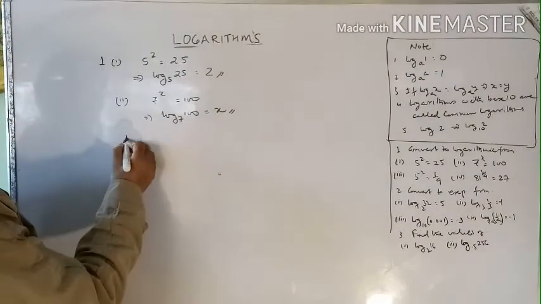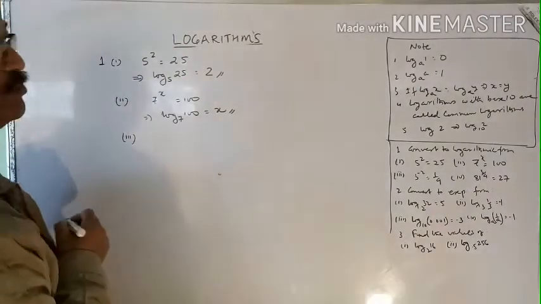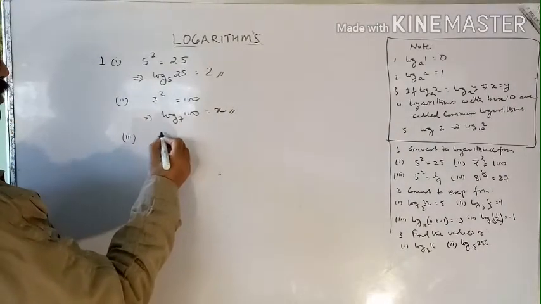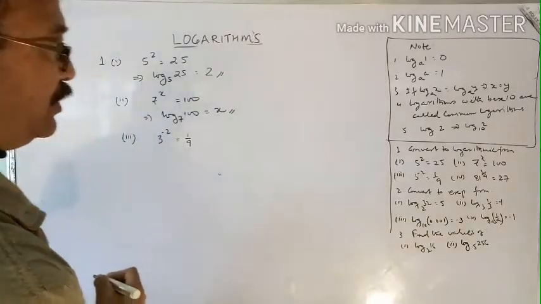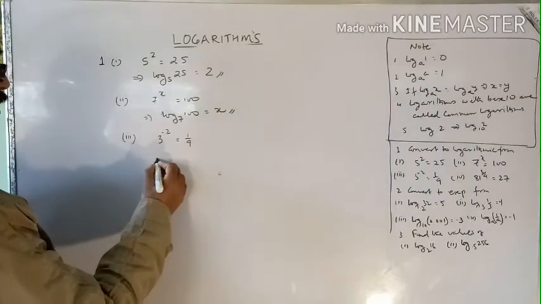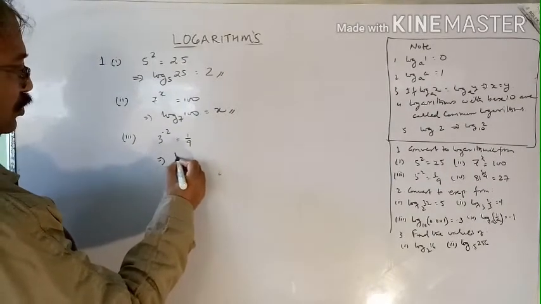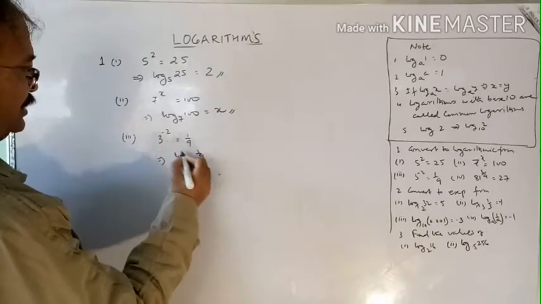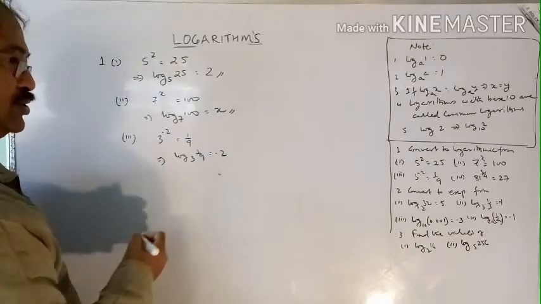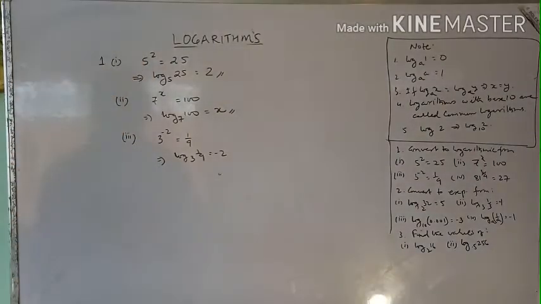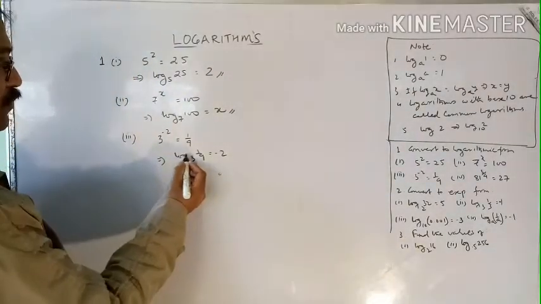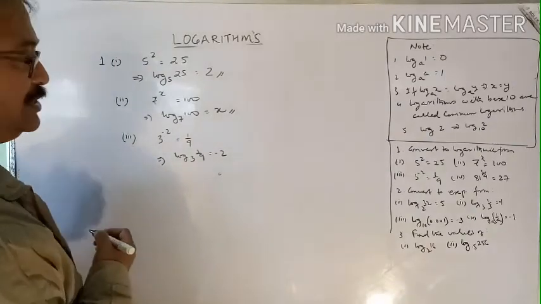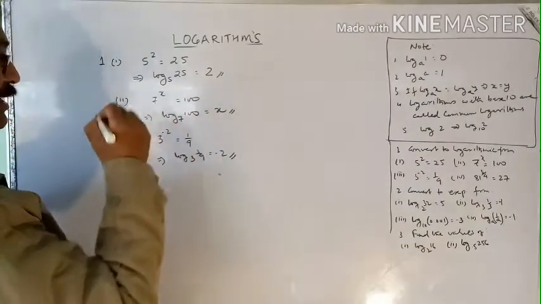Now let's take question number 3, part 3. 3 to the power minus 2 is equal to 1 by 9. The number is 1 by 9, so log of 1 by 9 to the base 3 is equal to minus 2. Remember, logarithm is defined only for positive numbers. You cannot find the logarithm of a negative number or 0. So log of 1 by 9 to the base 3 is equal to minus 2. This is in logarithmic form.